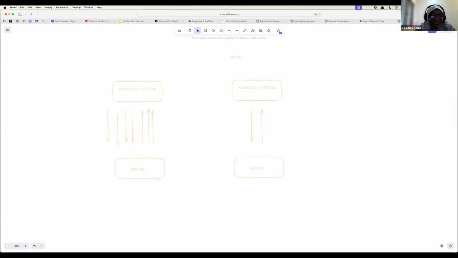There's a question: do you use HTML widgets on static websites?